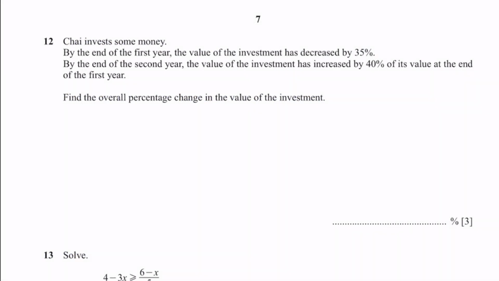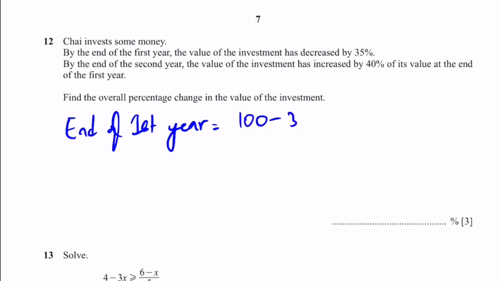Chai invests some money. By the end of the first year, the value of the investment decreased by 35%. By the end of the second year, the value of the investment has increased by 40% of its value at the end of the first year. Find the overall percentage change in the value of the investment. So, end of first year, it'll be 100 minus 35%, of course, multiplied by the value of the investment at the start of the first year.